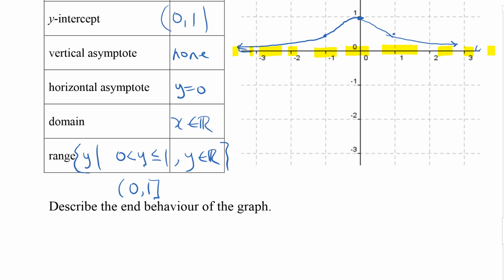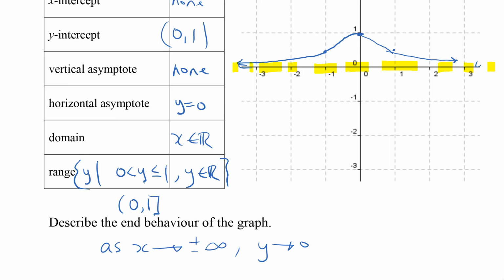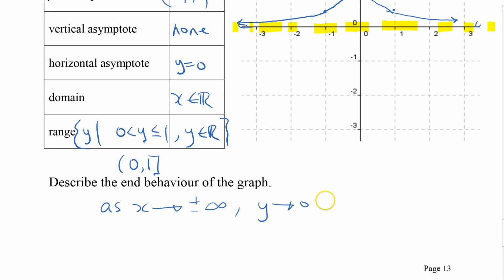So describe the end behavior of the graph. I'm just going to say that as x gets closer and closer to either positive infinity or negative infinity, what happens with y? Y approaches 0, and both times it approaches 0, it gets closer and closer to 0 from the positive side. A little messy there. Sorry about that mess. Hopefully you can read that.